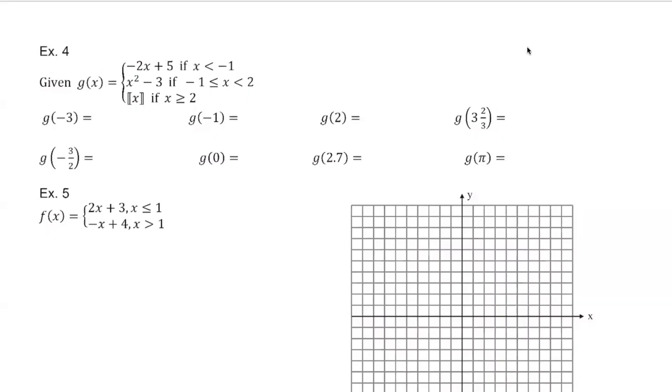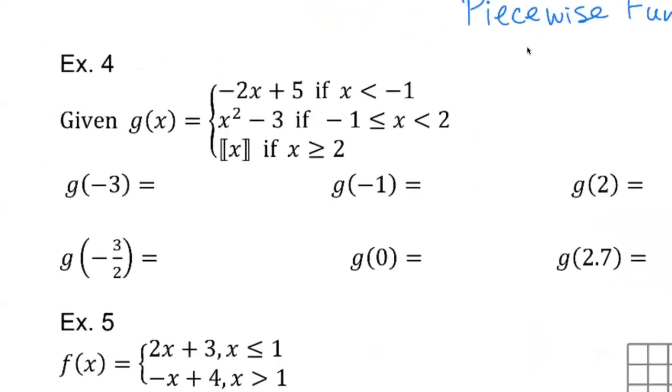Okay, all right. So we are now in part two of the lesson. For this lesson, we will go over the piecewise function. So what is a piecewise function? Well, it means that we are going to have a few pieces for the function. Let's look at the notation right here.